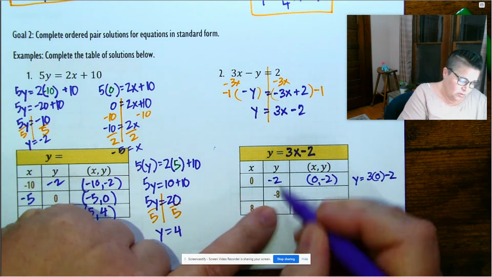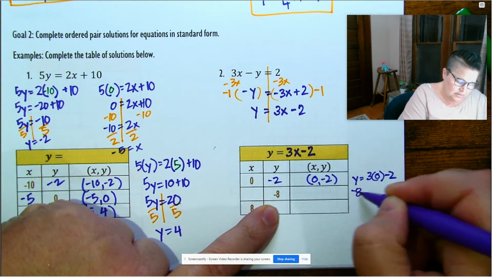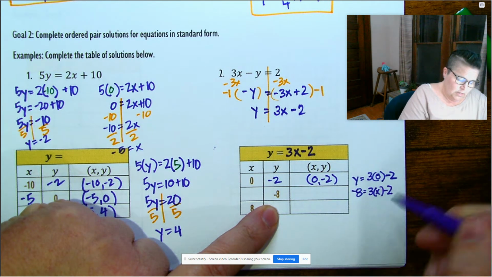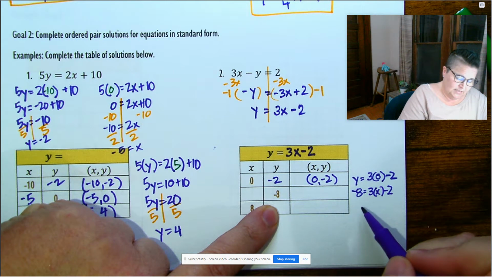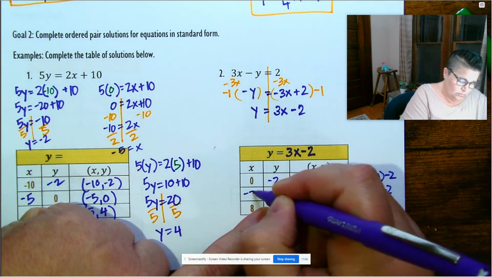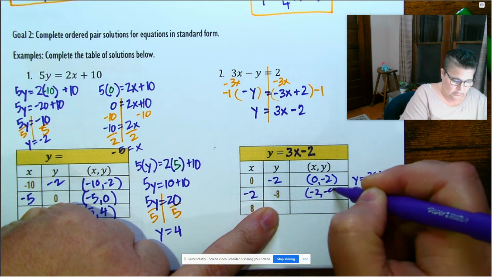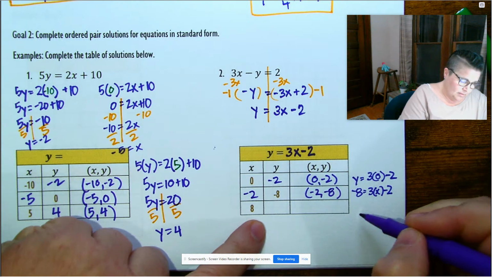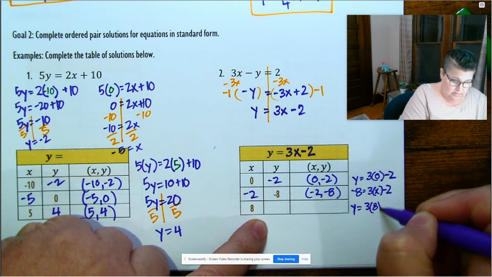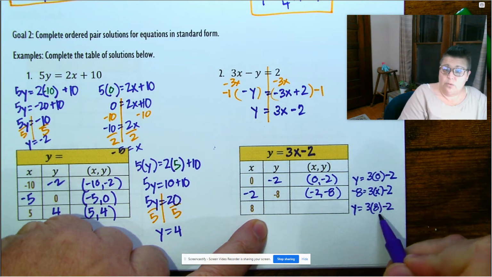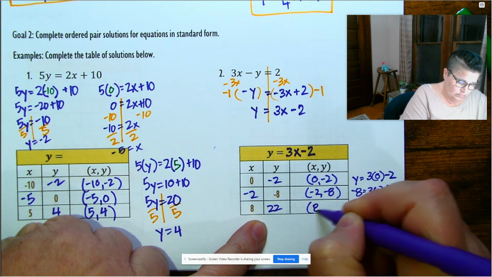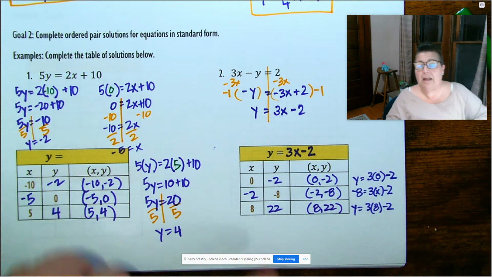And for this one, I know the y, so negative 8 is 3x minus 2. Add 2 to both sides. That's going to be a negative 6. Divide by 3 is a negative 2. And on the last one, I have y would be 3 times the 8 minus 2. That's 24. Minus 2 is 22. And I have my 3.